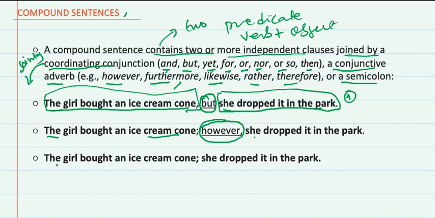Another one, the girl bought an ice cream cone; she dropped it in the park. So this semicolon is also joining the two, like a coordinating conjunction. So this is a compound sentence. We have to know what we are writing in our essay, whether it's a simple sentence or a compound sentence. So we are going to look at a complex sentence.